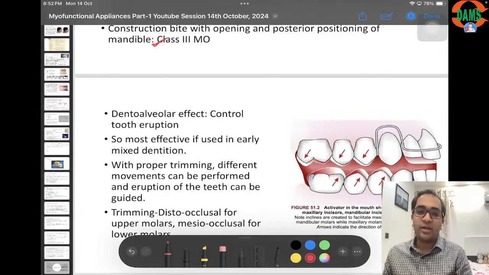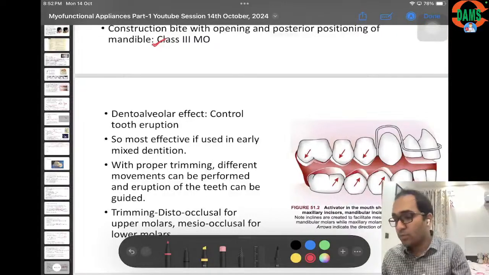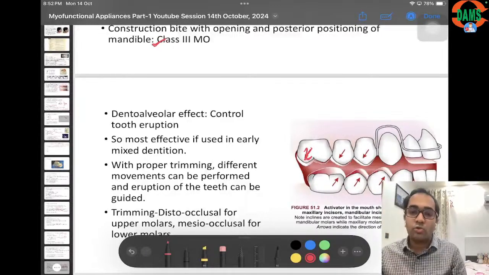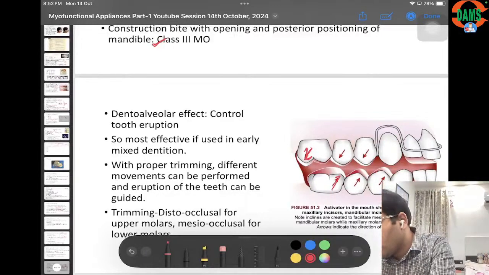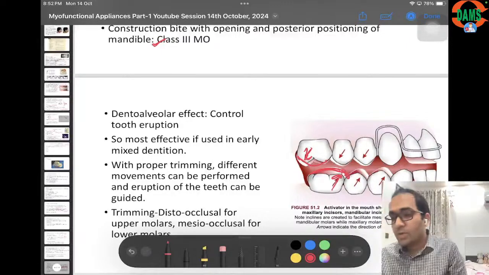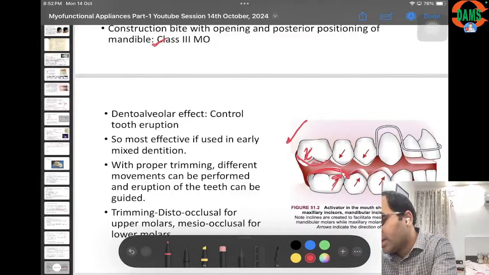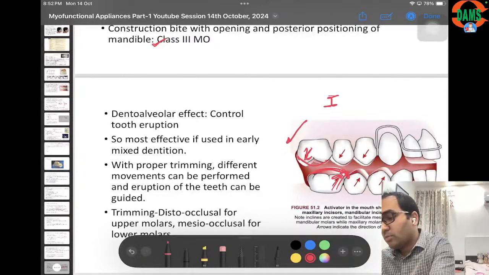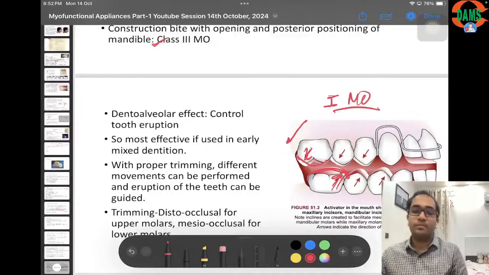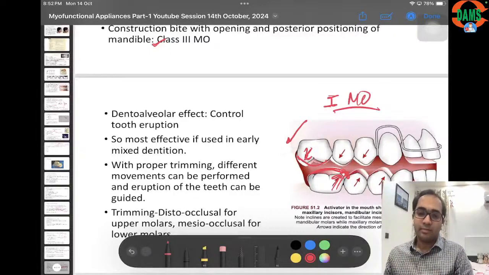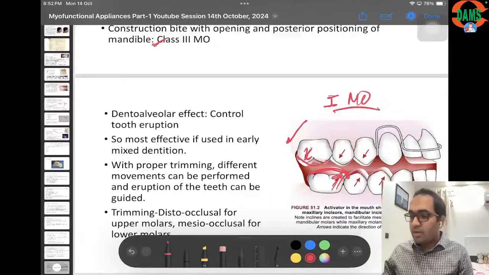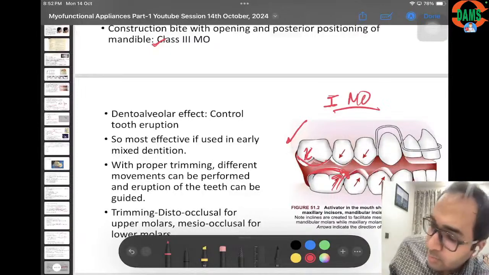So the trimming pattern which is important from the exam point of view is, in the upper teeth we trim in the disto-occlusal pattern, and for the lower teeth mesio-occlusal trimming is there. So the upper teeth are directed like this and lower like this to settle into a class 1 molar relation. So this is the trimming pattern for the activator for settling the bite. This completes our activator. If anyone has any question, can write, and otherwise I'll take up the question posted here.